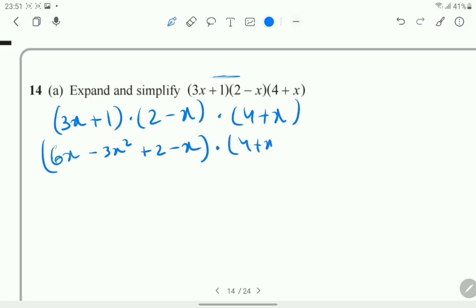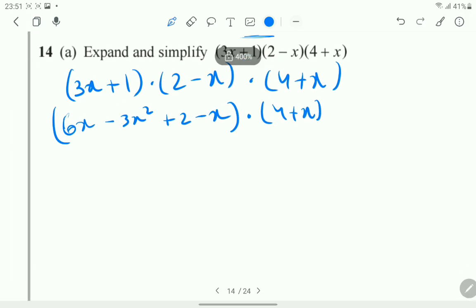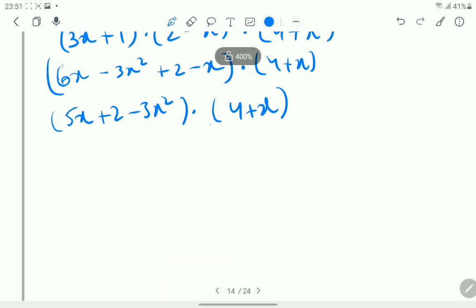times 4 plus x. Now we can simplify this, I hope, and 6x minus x is 5x plus 2 minus 3x squared. I did not change anything except write 2 first and minus 3x squared later. Do not be afraid. Now we can multiply this bracket with this bracket.